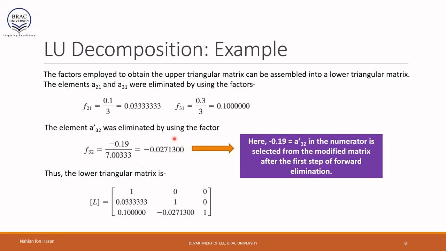So all the multiplicative factors are at hand, and we can easily substitute these values into the lower triangular matrix. In this location we substitute the F21 multiplicative factor, in this location we use the F31 multiplicative factor, and in this location is the F32. So this is the lower triangular matrix, and we had already got our upper triangular matrix. So this is the decomposition technique for LU decomposition.